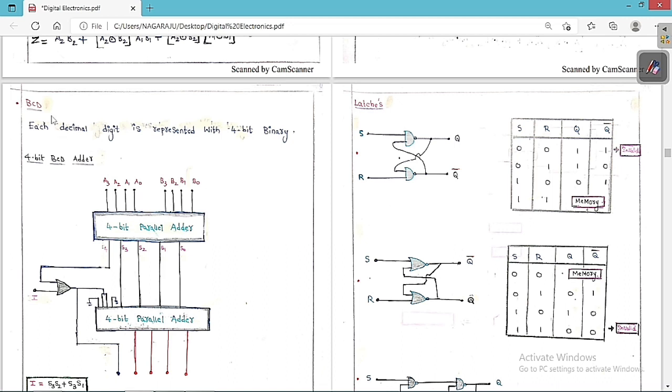This is in terms of BCD. BCD means binary coded decimal. Each decimal digit is represented with 4 binary digits. For example, 1 is 0001 and 2 is 0010. Like this we represent each and every decimal digit with 4 binary digits. So this is called BCD, binary coded decimal.